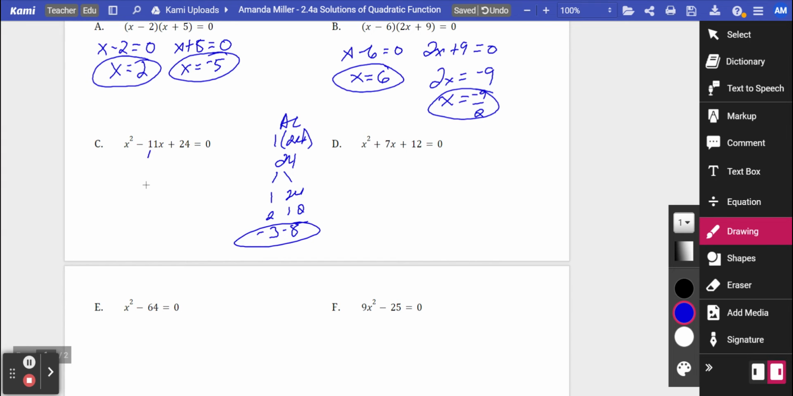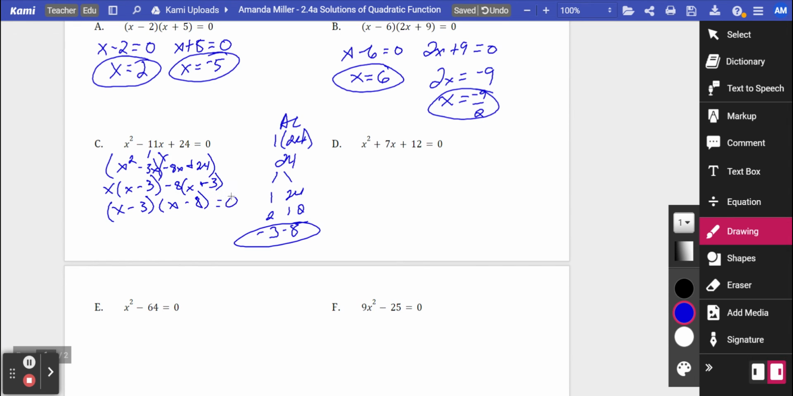So I'm going to break that up to -3x and -8x. We're going to add 24 to the end and x squared to the beginning. Group them together. My greatest common factor here is an x. Greatest common factor here is -8. Now they have the same thing in the parentheses, so I'll factor that out. And I'm literally just going to write what's left.